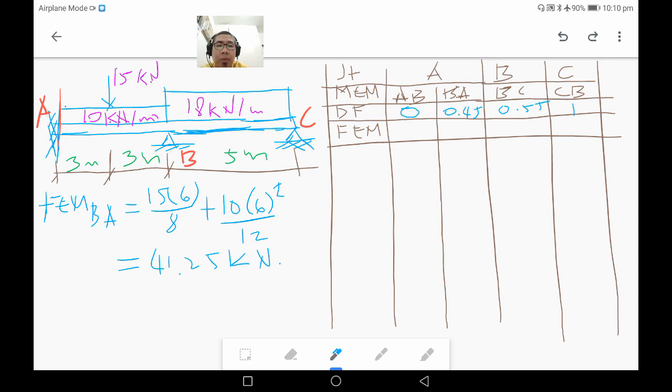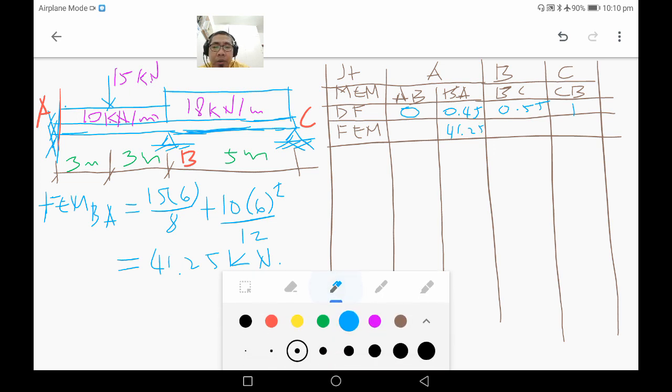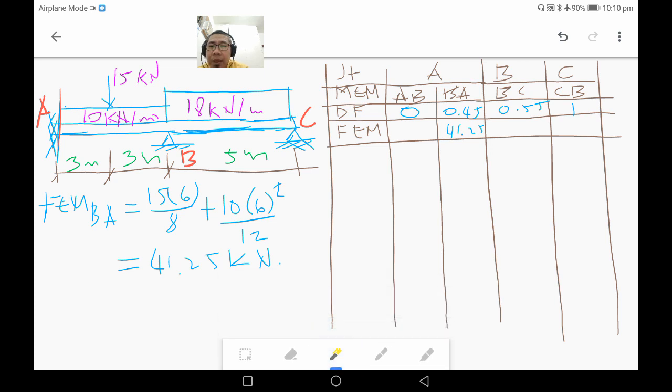Bakit ko sinabi yun? Kasi BA is a positive. So, dito ko ilalagay 41.25. BA means BA kasi from B to A, no? Isa naman kasi A to B. So, ibig sabihin A to B, dito siya. Pag B to A, dito siya kasi B to A.